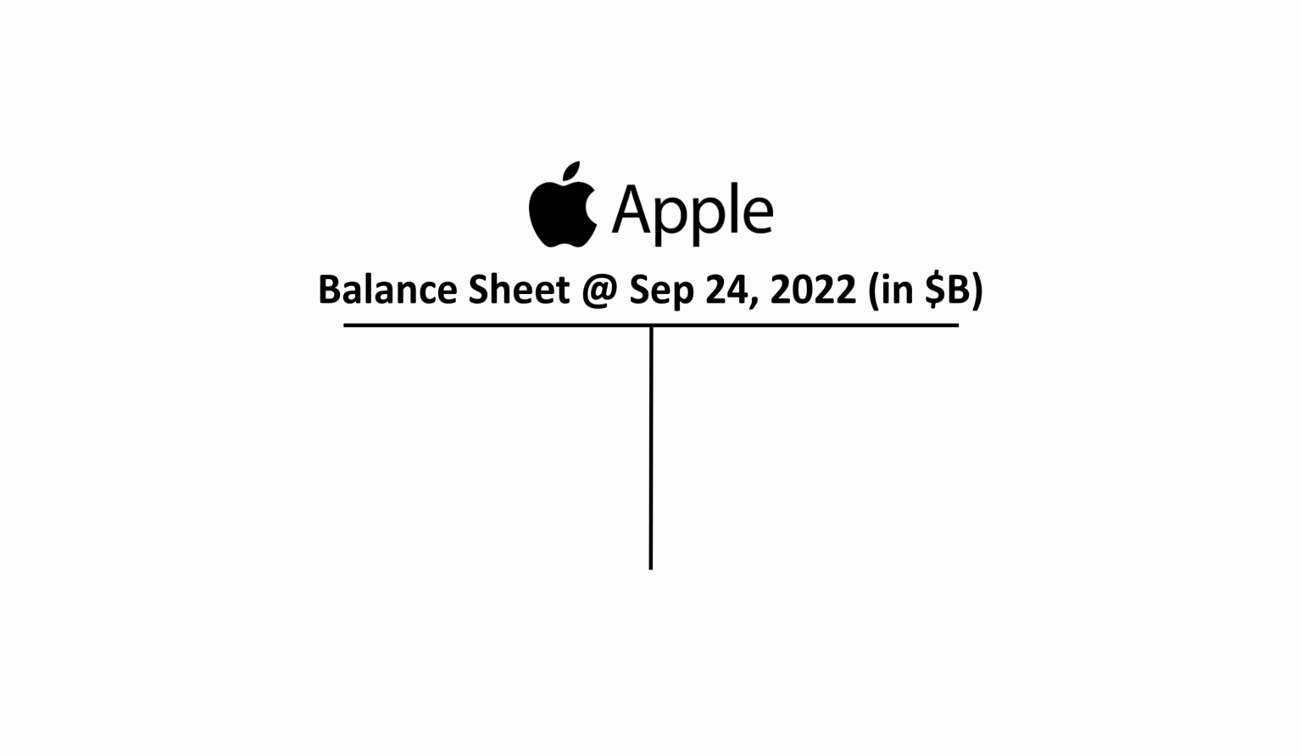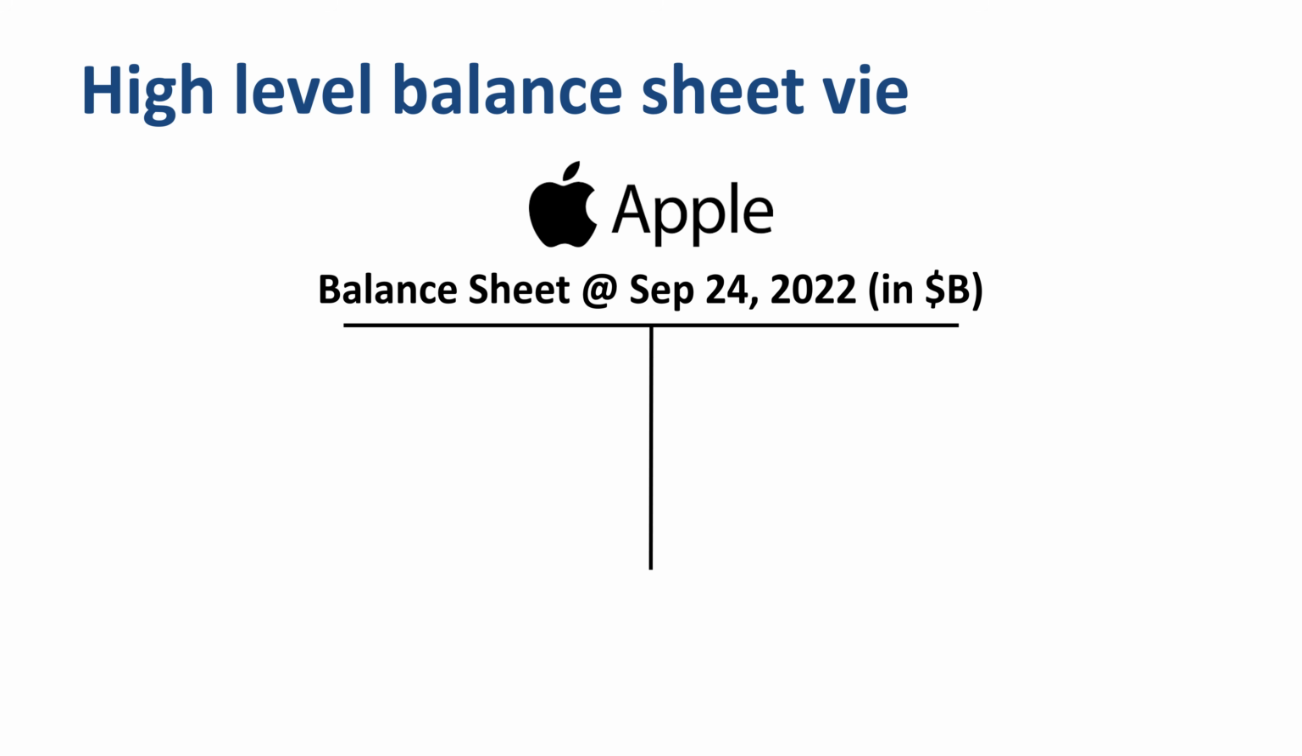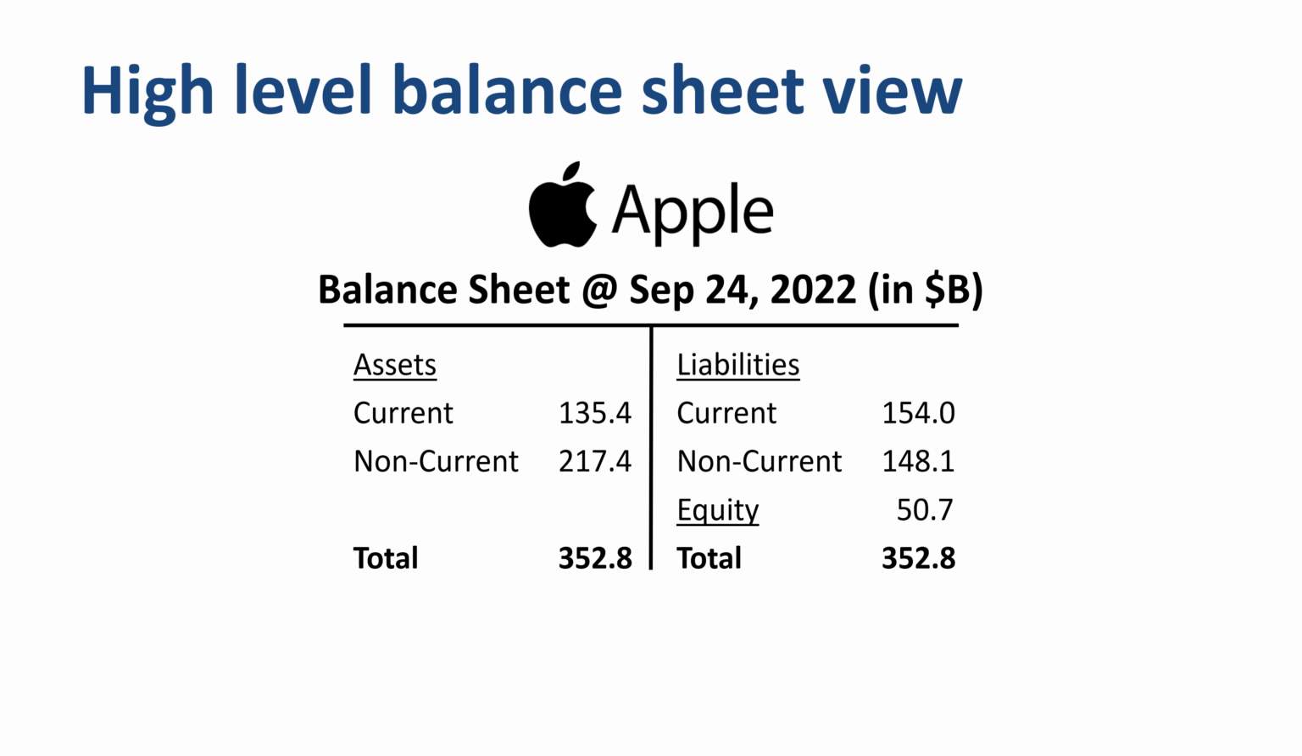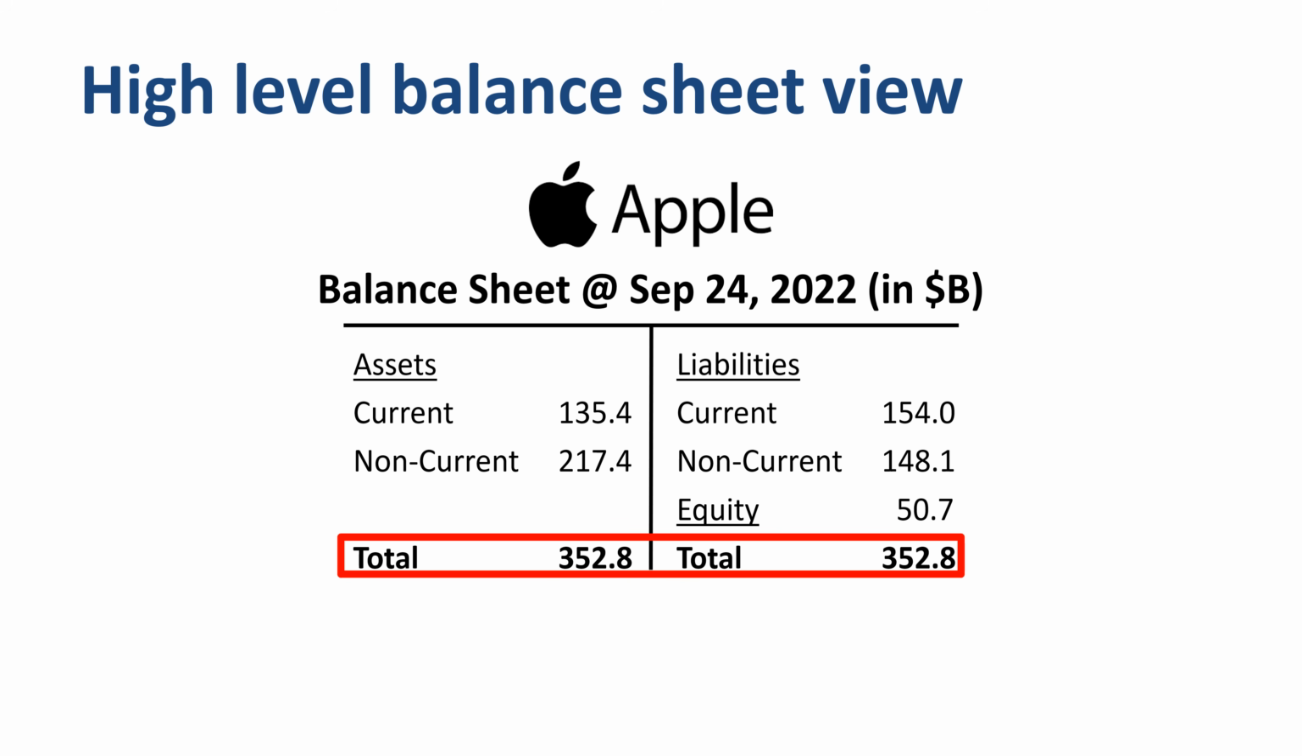Let's now look into the balance sheet of a real-world company called Apple at the end of its fiscal year 2022. Current assets $135.4 billion. Non-current assets $217.4 billion, adding up to total assets of $352.8 billion. Current liabilities $154 billion. Non-current liabilities $148.1 billion. Equity $50.7 billion.